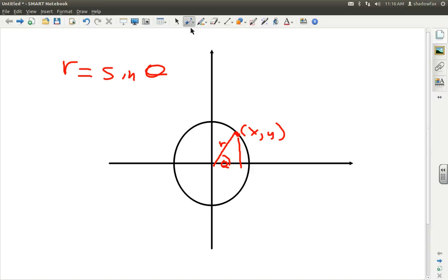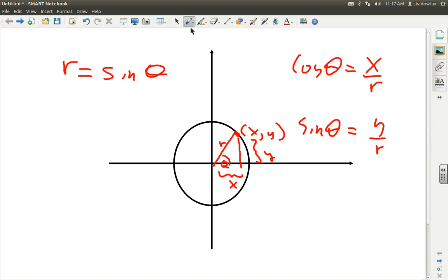My triangle's a little bit messed up, but there you go. x is this length here, and y is this length here, right? So x, r, and theta, how are they related? I'll give you a hint. It's cosine. Isn't the cosine of theta equal to what? Adjacent over hypotenuse, x over r. Okay. What's the sine of theta? Do the same thing. Y over r. Okay.